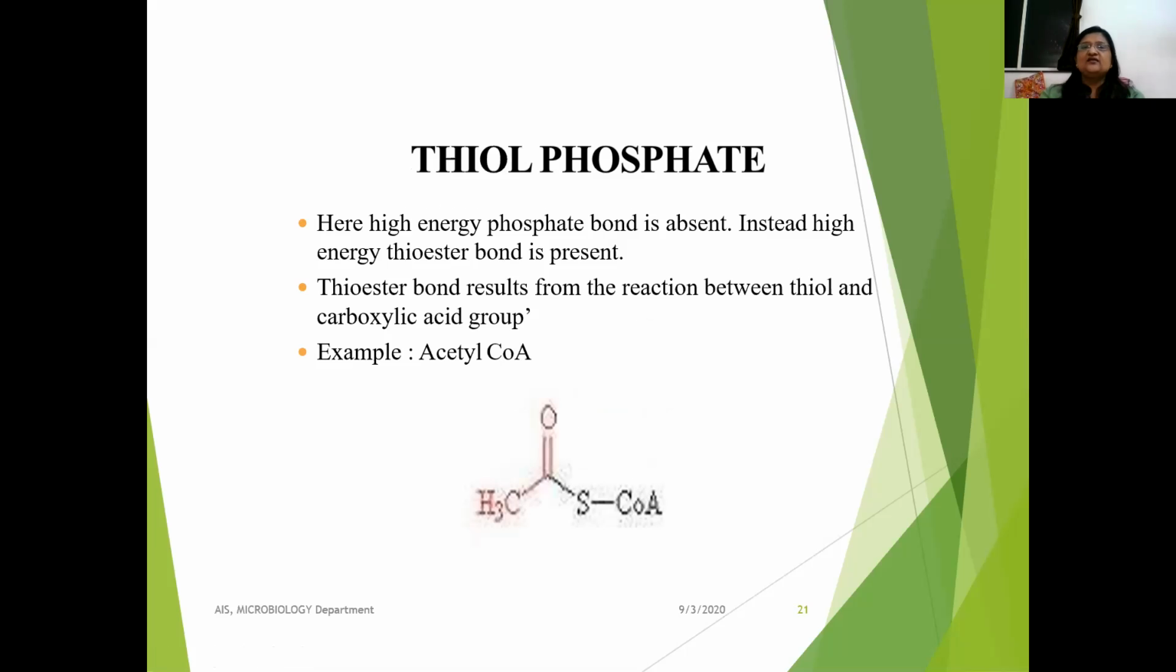Thiol phosphate. What is a thiophosphate? These high energy bonds do not have a phosphate. Instead of phosphate, high energy thioester bonds are developed. Thioester bonds result from the reaction between a thiol and a carboxylate group, and the well-known example for this is acyl coenzyme. You will find acyl coenzyme in many pathways as the first intermediate of a reaction, which is prepared by a thiol and a carboxylate group.